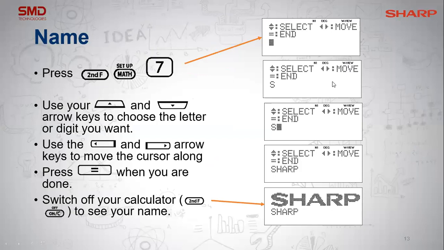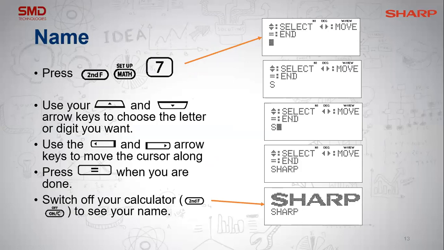So here, let's talk about name. Here you can actually name your calculator, which is awesome, particularly if it gets lost with students, and also just to give the students something to personalize it. Now you'll note that you can only use letters and the numbers 1, 2, 3, 4, 5, 6 to 9.